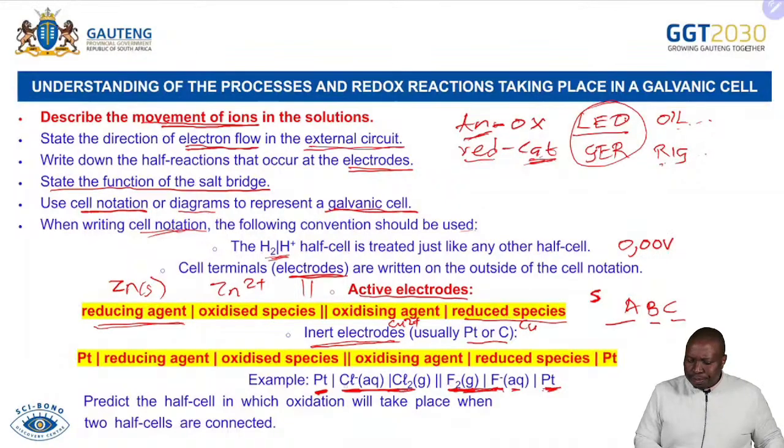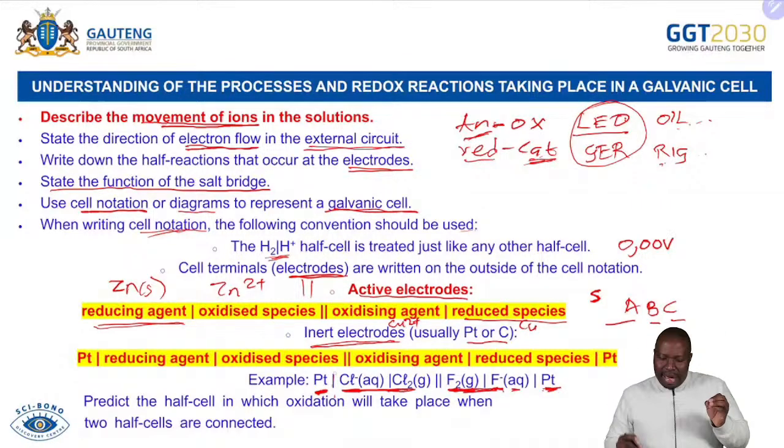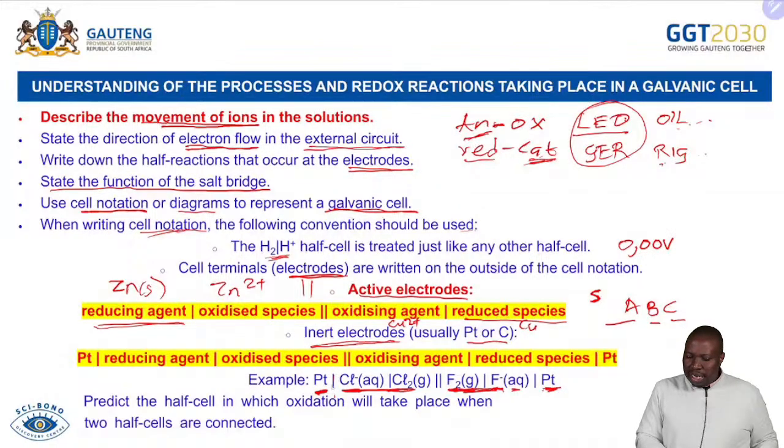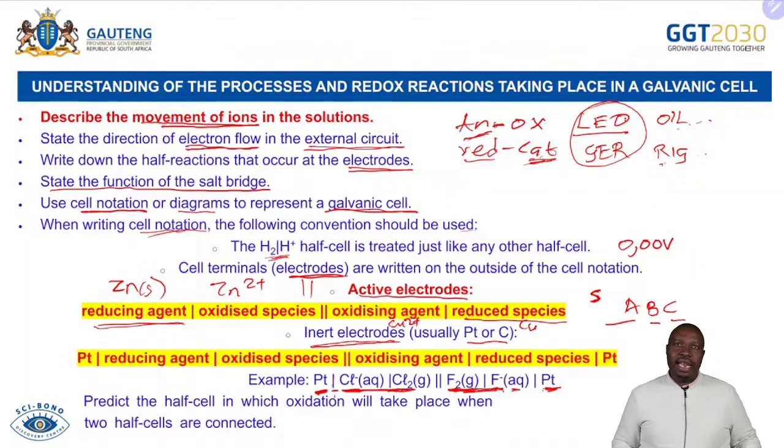And you see that platinum is separated by a solid line. That solid line shows that platinum and chloride ions are in different phases, so we call it a phase boundary. This shows that these two are in different phases, and chloride ions and Cl2 are in different phases, hence we are still writing that solid line. So the solid line is a phase boundary. It shows that the substances have different phases.